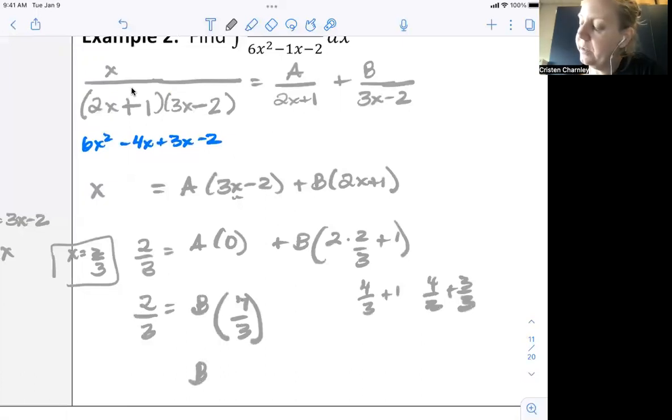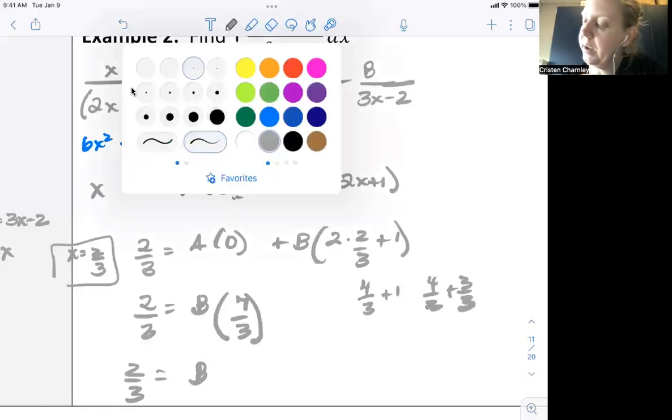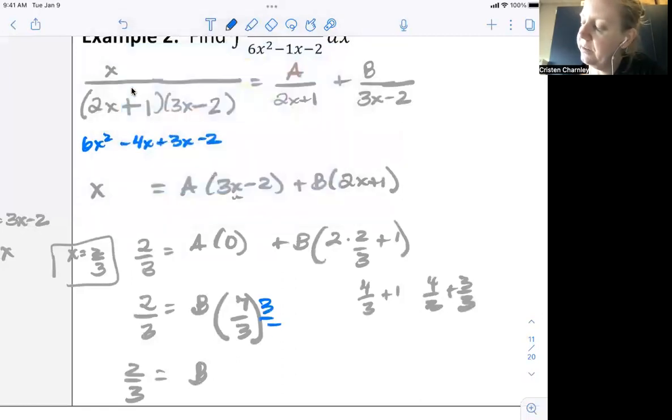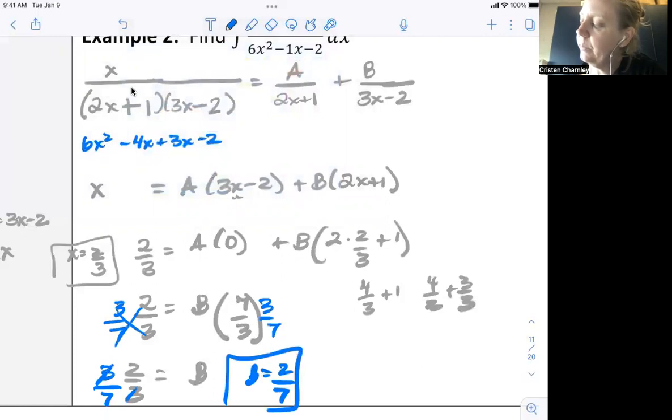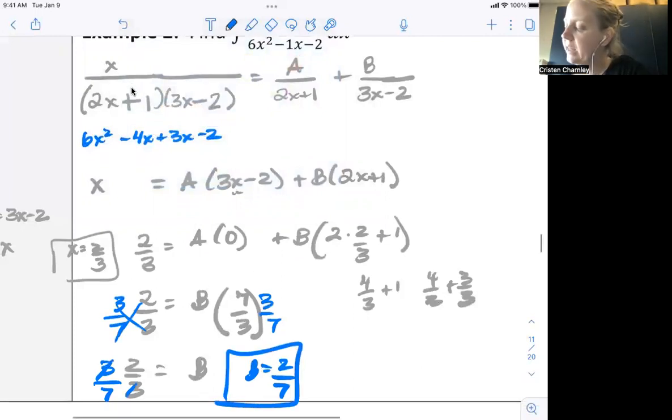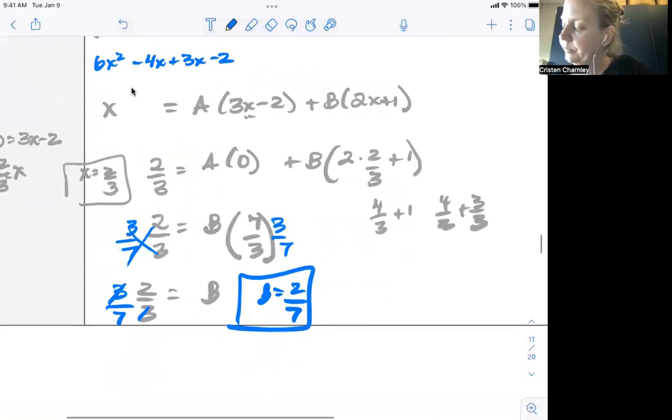So b is equal to 2/3. Is my reciprocal 3/7. And cross things out too soon. But b is going to be equal to 2/7. Great. That takes care of the first one, but what about the second one?